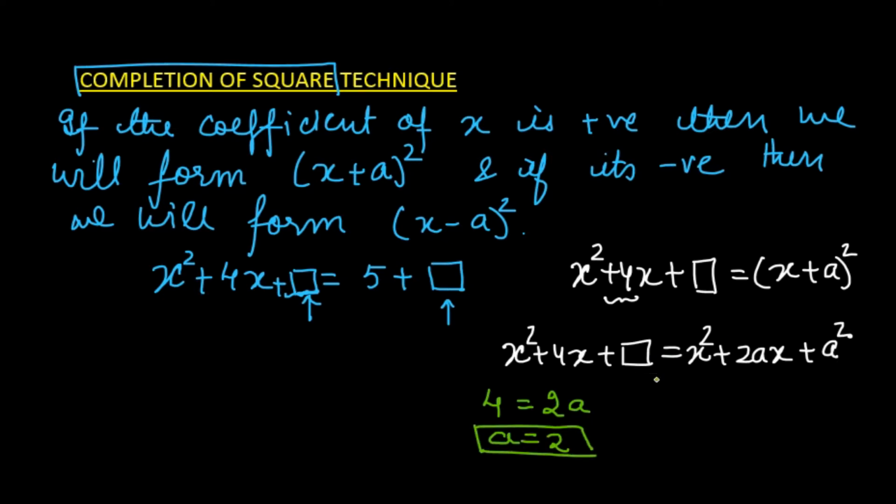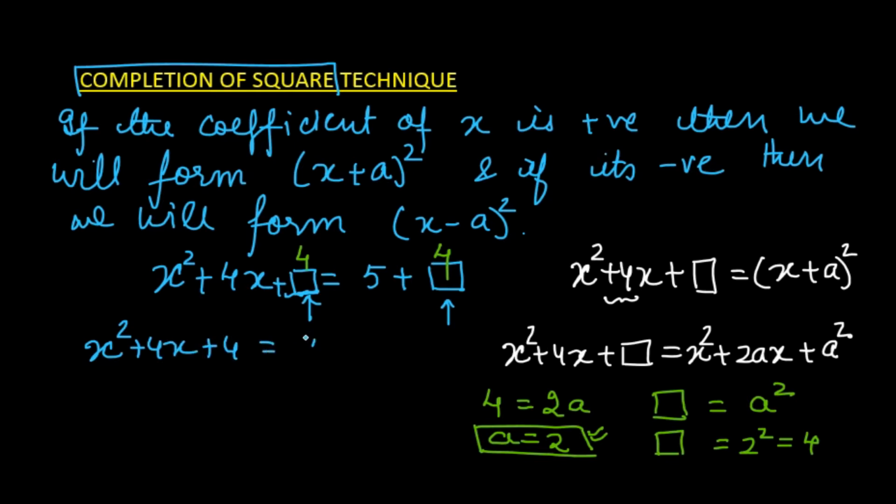Okay, and the constant terms on both the sides should be equal. The constant term on the left hand side is unknown, and that is equal to a square. The value of a is 2. This means that this term is nothing but 2 square, which is 4. So if we are adding a 4 on the left hand side, the same thing needs to be added to the right hand side also. Okay, so our equation now becomes x square plus 4x plus 4 is equal to 9.